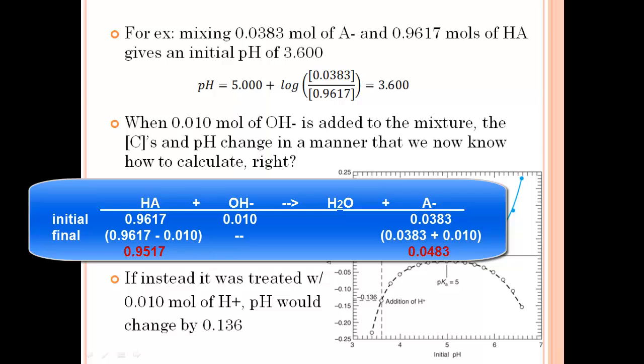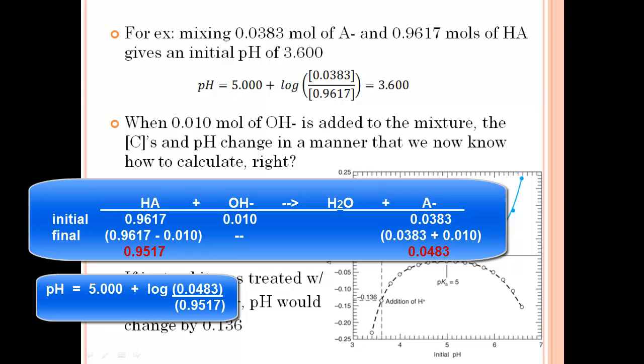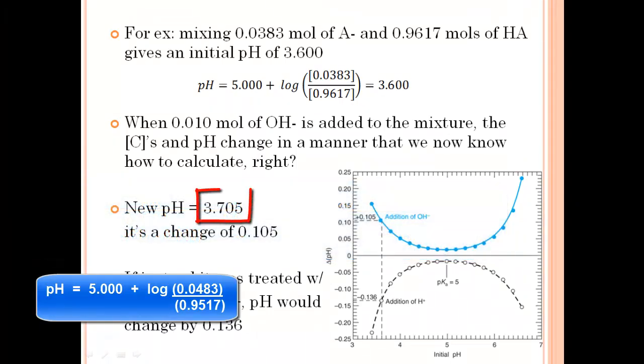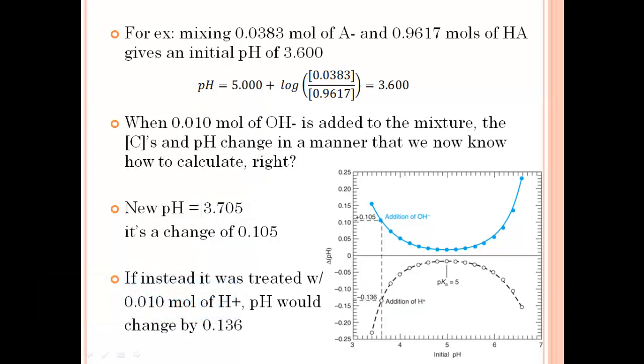You plug those two new numbers into your HH equation, and that equals pH is equal to pKa, which we know is 5, plus the log of 0.0483, that's your moles of A minus, divided by 0.9517, that's your moles of HA. You calculate, divide all that out, multiply all that out, and obviously you would get 3.705. So that's your new pH when you added 0.010 moles of a strong base. It's a change of 0.105.